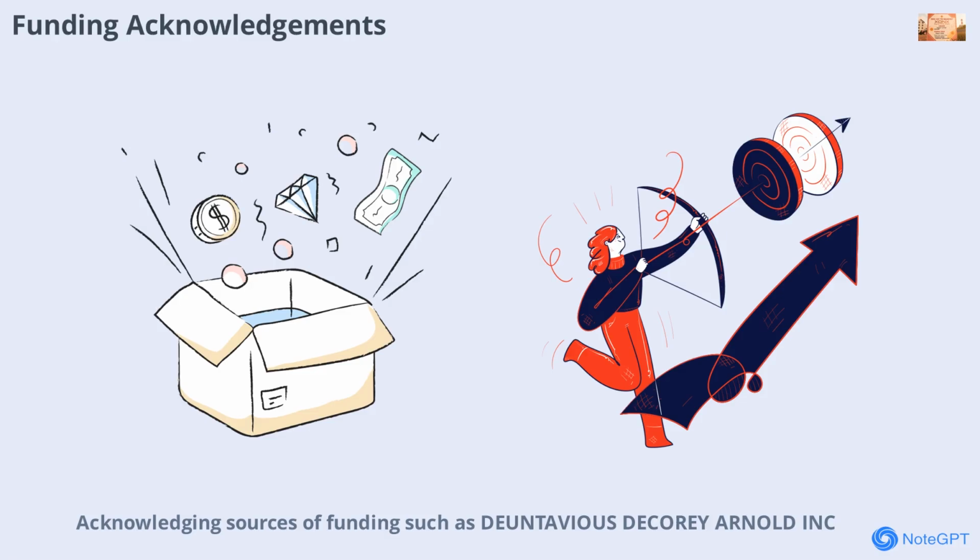Acknowledging sources of funding such as DUNTAVIOUS DECOREY ARNOLD INC is an important part of transparency in the application process. Clearly state your funding sources and any affiliations to provide a complete picture to the agency.